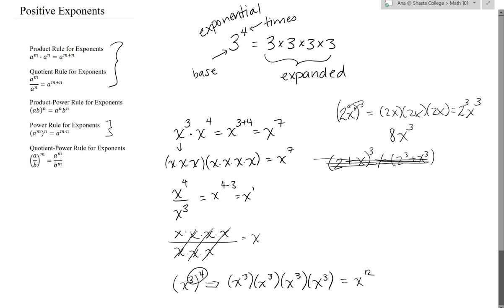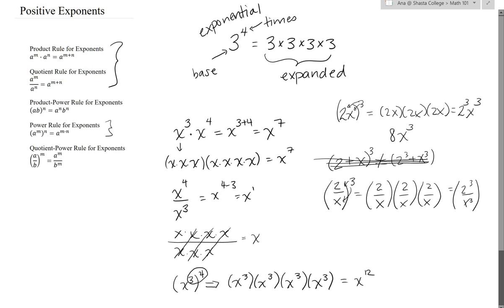All right, lastly, we have the quotient power rule for exponents. I'm going to take my 2 and my x again. If I have 2 over x to the 3rd power, that's the same thing as 2 over x 3 times. 2 over x, 2 over x. And we can see here that we get 2 to the third and x to the third. The shortcut again is to distribute that in.